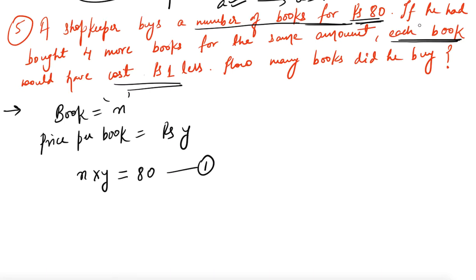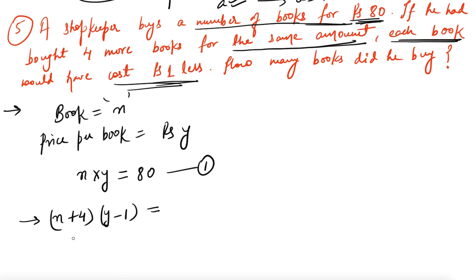Now the second statement says that if we had bought 4 more books, so the new number of books becomes n plus 4. Okay, for the same amount each book would have cost rupees 1 less. So what is the new unit price? y minus 1, and again the multiplication of this will give me rupees 80 because he is spending the same amount. So this n plus 4 into y minus 1 is equal to 80. This is my second equation. So let us solve this and see what we are getting.